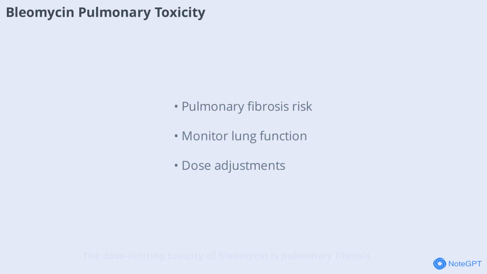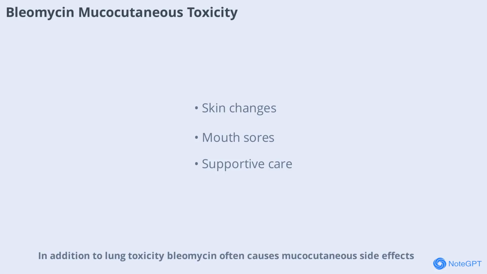The dose-limiting toxicity of bleomycin is pulmonary fibrosis. This risk means that cumulative bleomycin dose and lung function are closely monitored throughout treatment. Early detection of lung problems allows for dose adjustments and better patient outcomes. In addition to lung toxicity, bleomycin often causes mucocutaneous side effects such as skin changes and mouth sores. These effects are usually manageable but can impact quality of life during treatment. Supportive care measures are important for symptom relief.